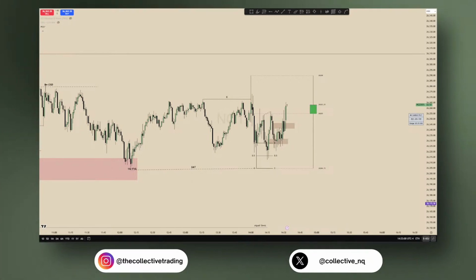This is one of the least volatile FOMCs I've seen in a while. Yeah. Honestly, there's not even much to look at here. Oh, shit.